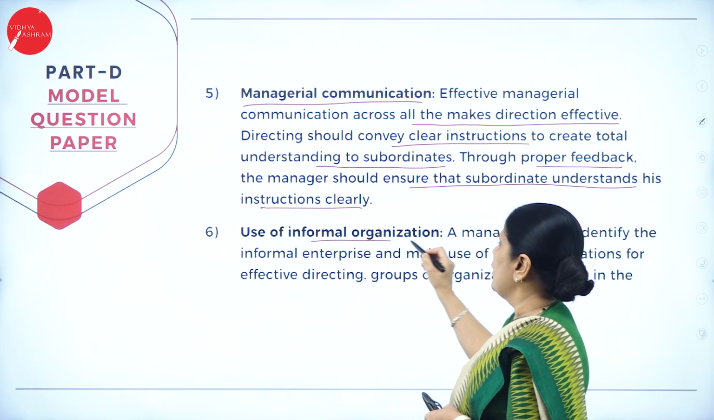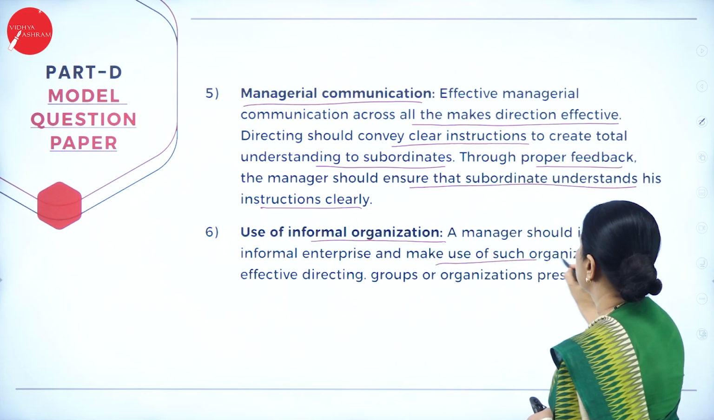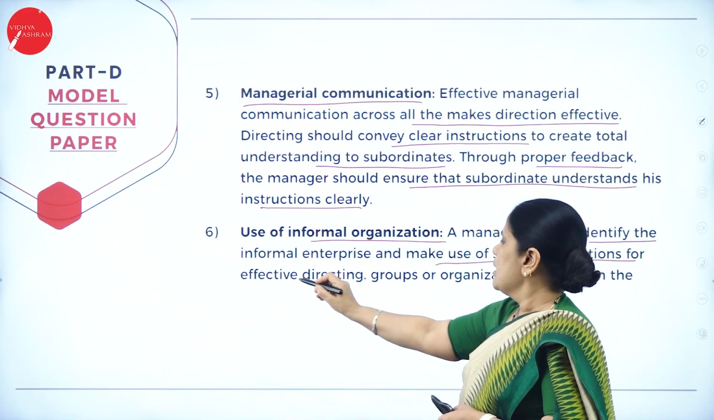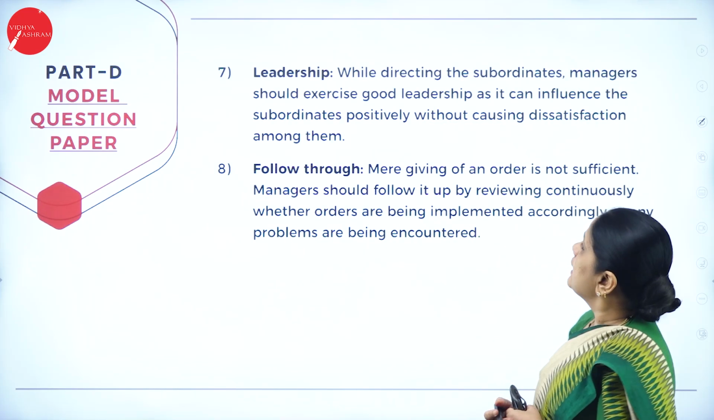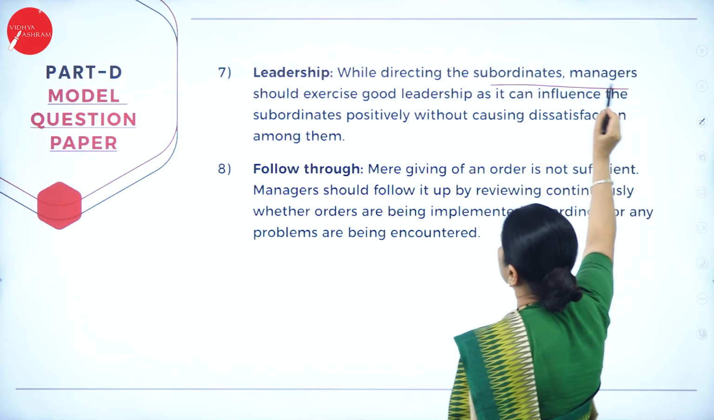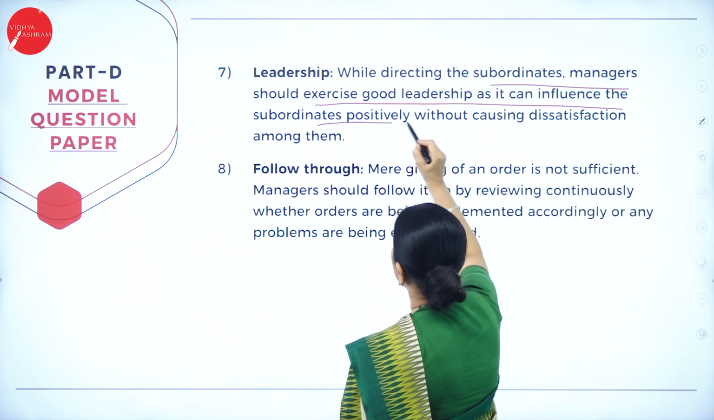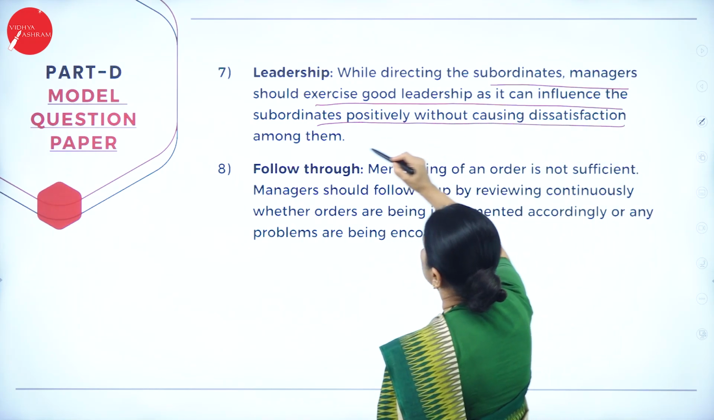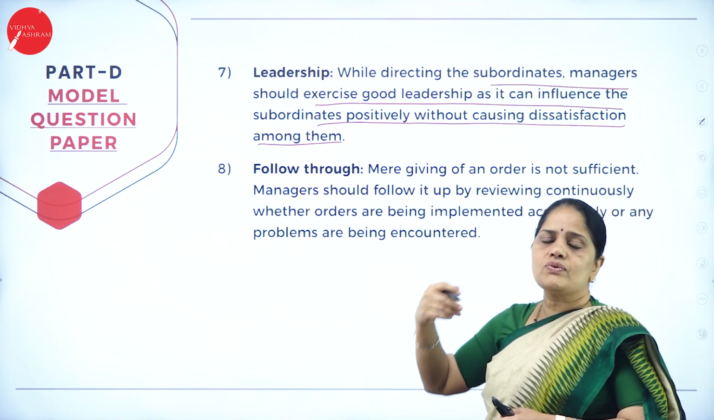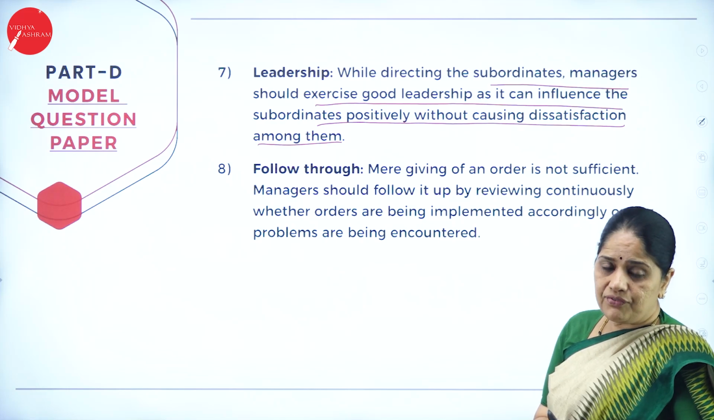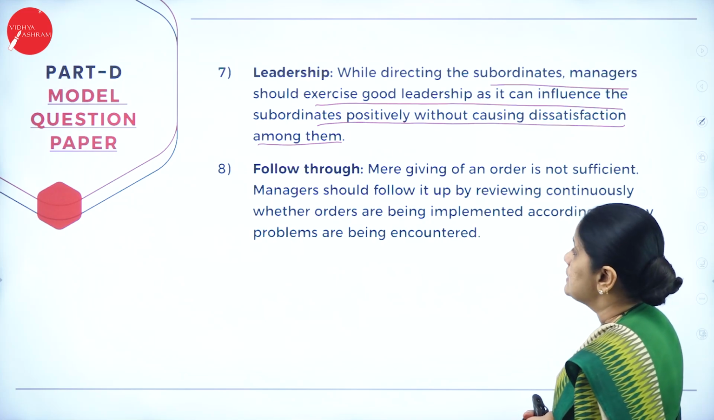Then, use of informal organization. A manager should identify the informal enterprise and make use of such organizations for effective directing. Then, the next one is leadership. While directing the subordinates, the manager should exercise good leadership, as it can influence the subordinates positively without causing dissatisfaction. So, if he is a good leader, then his subordinates will automatically follow him. But if he is not able to lead the team, then it may cause dissatisfaction among the subordinates.